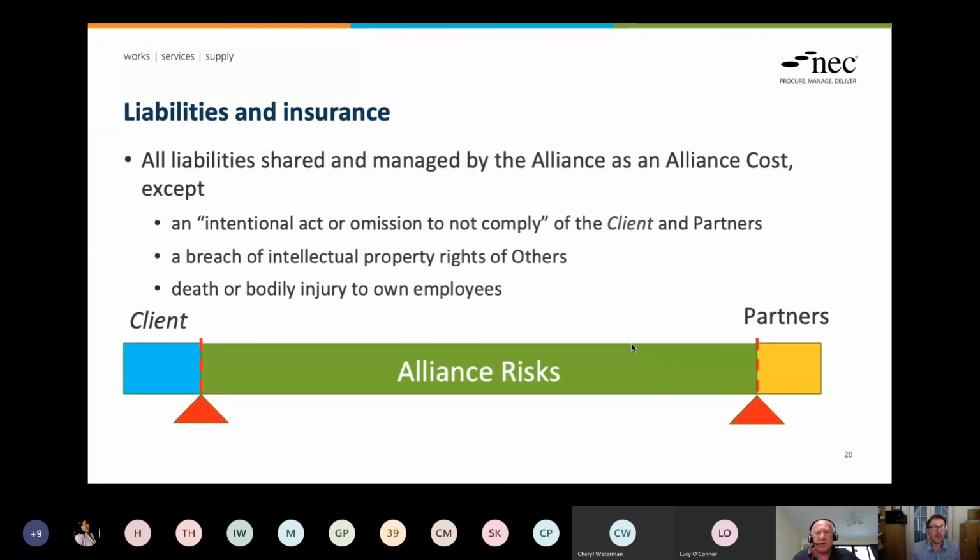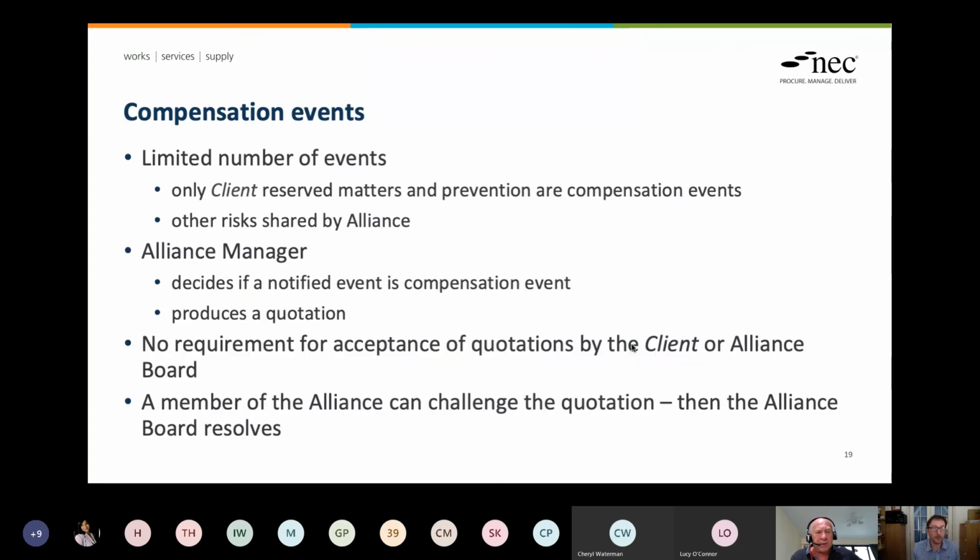So just go back one if you would. Oh, sorry, apologies. Just very quickly. It is for the alliance manager to decide that something is a compensation event. Very interesting. So the client steps back on this one. They produce a quotation. They also do the quotation. This doesn't go to the client or the alliance board. It is what it is, unless a member of the alliance challenges it. And if somebody challenges it, then the alliance board will resolve. I would like to think they challenge it both ways: well, there's far too much money in that quotation. However, it's more likely that there's not enough money in that quotation. Yes, you'd like to think it works both ways.